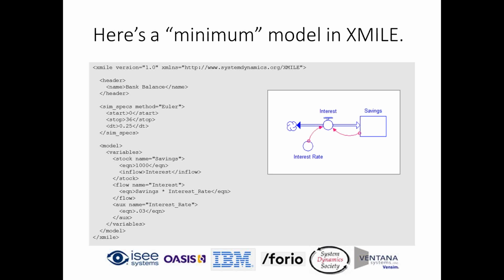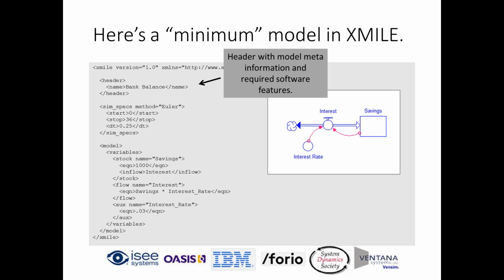Now let's look at the actual format. Here's an actual XMILE model. I think of this kind of as the minimum model, in that this is just a simple interest savings bank balance model. Your savings, interest, the flow going in, interest rates. And what you see here is you see this model has several sections.